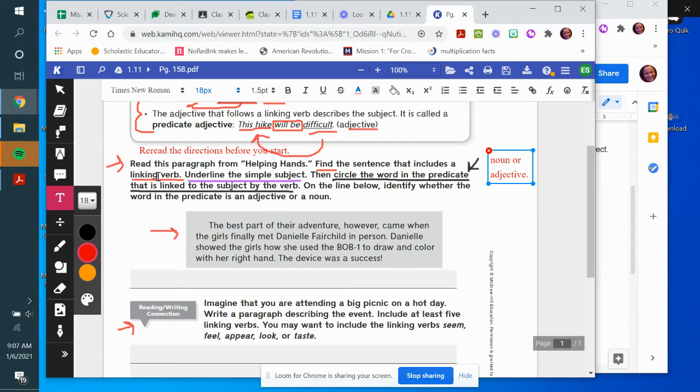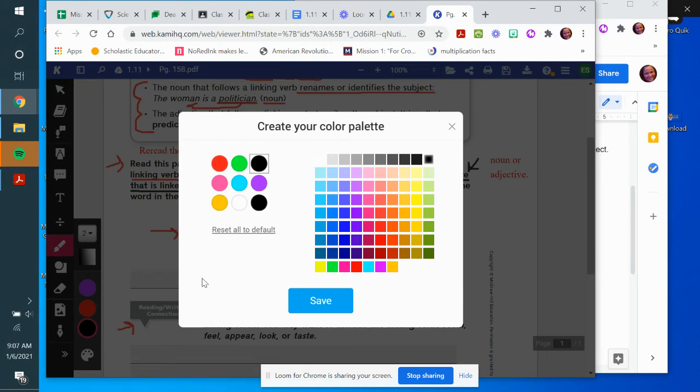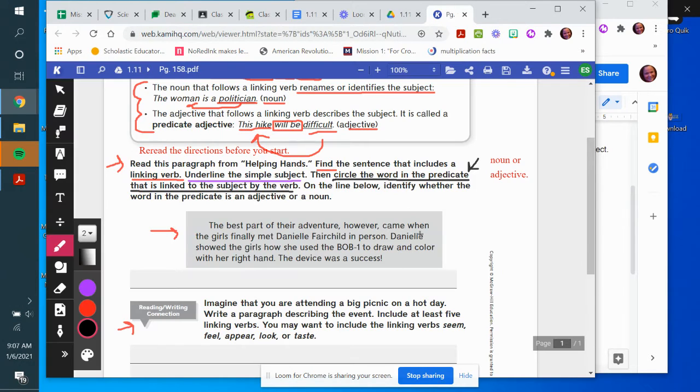Okay, then it says on the line below, identify. We're identifying today. Interesting. We're going to get different colors going here. Make it fun. Identify whether the word in the predicate is an adjective or a noun. So here, you have to choose. Is it an adjective, or is it a noun? You guys can circle it. You have to decide.